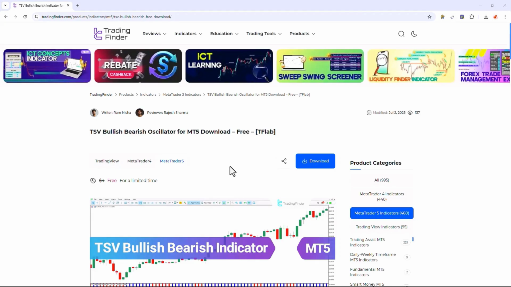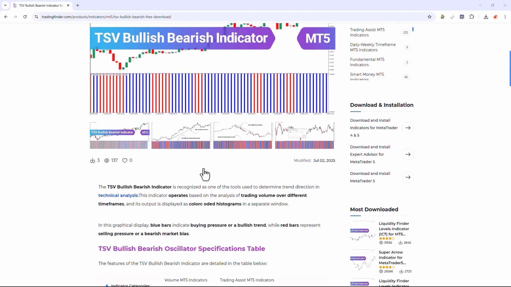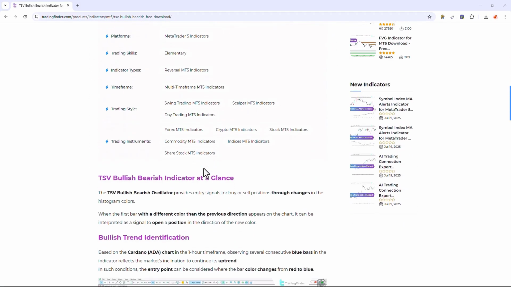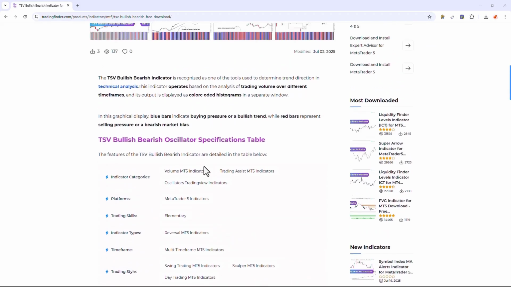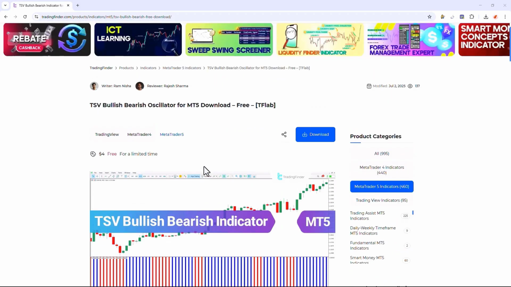The TSV Bullish Bearish Oscillator is available for various platforms on the TradingFinder website. From this section, you can download the indicator file for MetaTrader 4 and MetaTrader 5 platforms and run it on your chart. Additionally, traders can read this page to learn about the indicator's functionality and how it works.